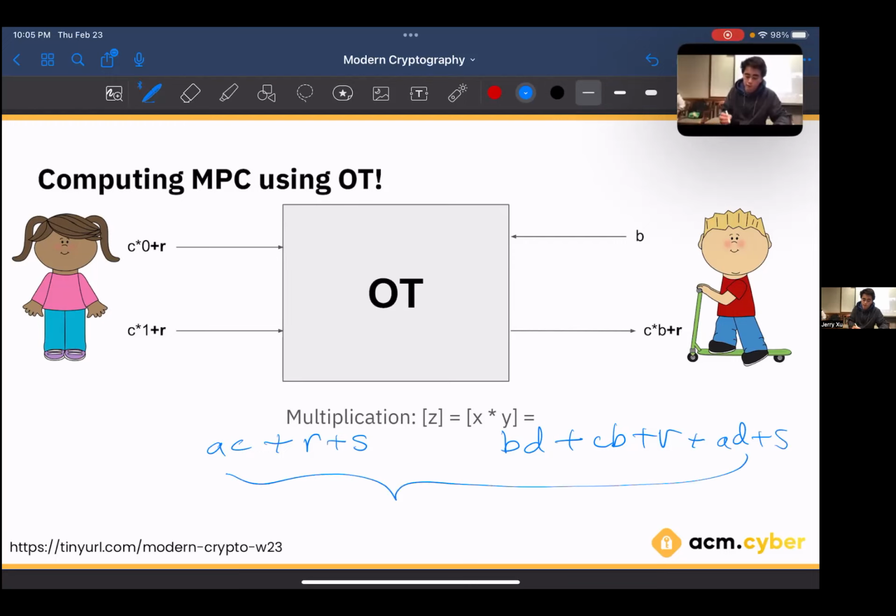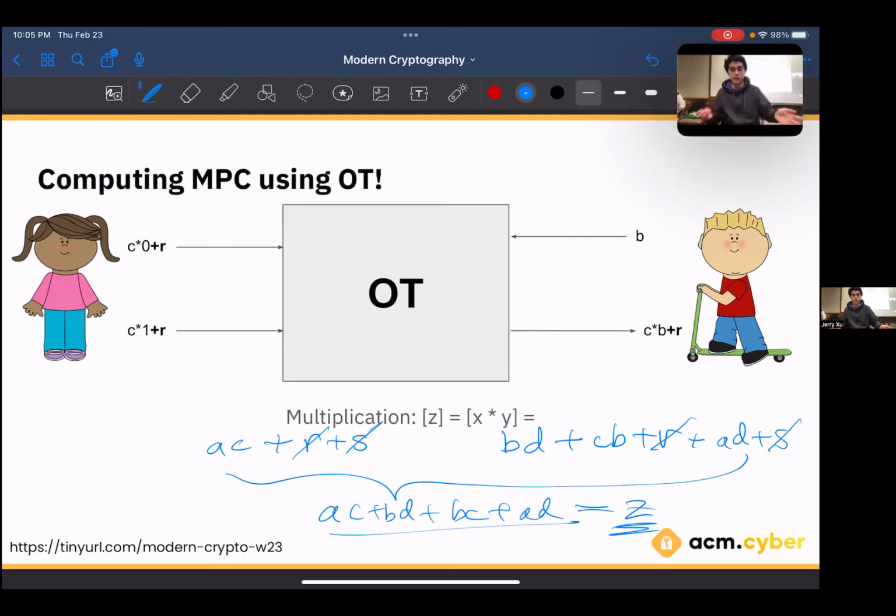And the key is when we add these all together, the R's will cancel because we're working mod 2. The S's will cancel because we're working mod 2. And we'll just get AC plus BD plus BC plus AD. And that is going to be the value that we want, Z. So this is how you make a multiplicative secret share.